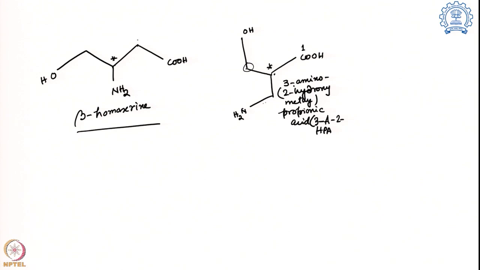So it is the number one carbon over here, then 2, then 3. So this is the 3-amino. That is why it is the 3-amino. 2 position is the hydroxymethyl group over here, and the rest of the name is propionic acid. 3-member ring. So that is what is coming over here. There are the other 2 amino acids we also found over there. These are the structures.